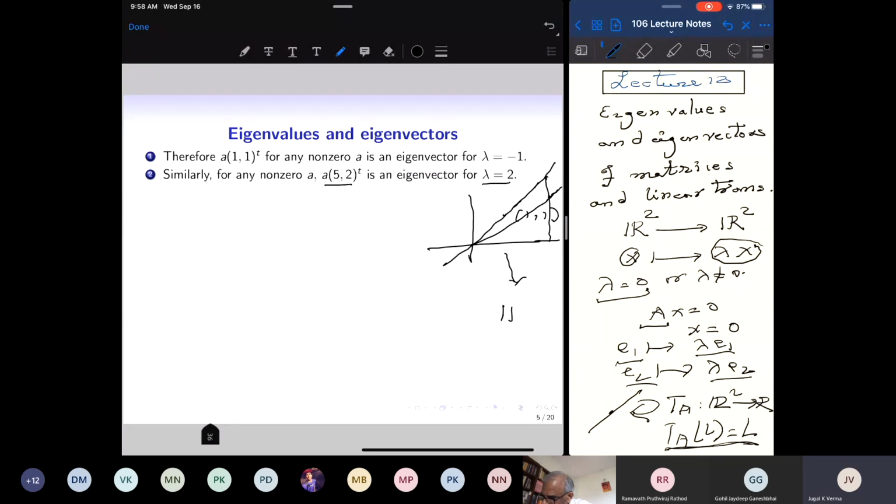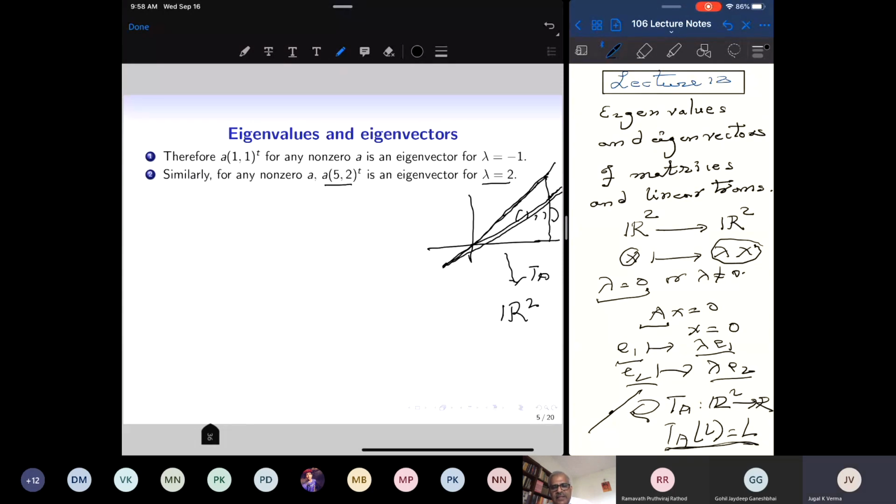from R2 to R2. So when I think of the linear transformation which is induced by A from R2 to R2, then this line is mapped to itself. And this line passing through (5, 2) is also mapped to itself. And these are the only two lines which are mapped to themselves. There are no other lines which are mapped to themselves.